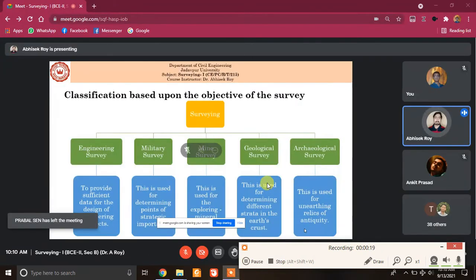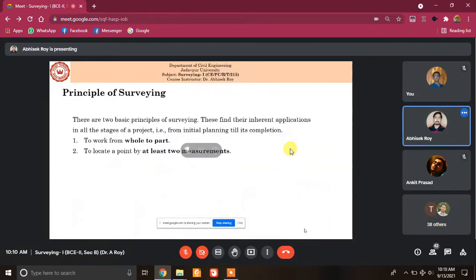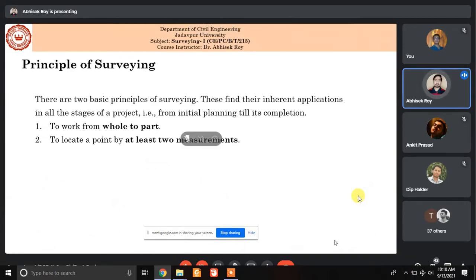Till this slide, we covered the classification of survey based on the objective of survey. Today we will start from the principle of surveying. If you consider surveying, there are two basic principles, and in almost all projects, all the initial planning purposes, we ultimately use these two principles.